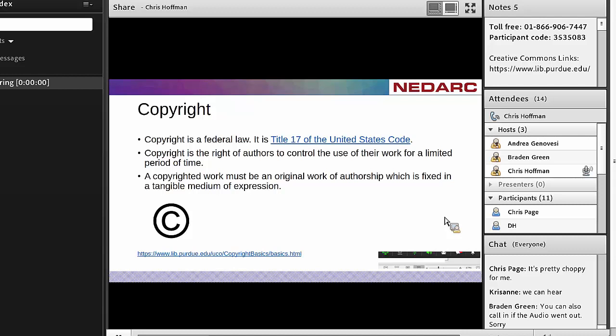A copyrighted work needs to be an original work of authorship, which is a fixed, tangible medium of expression. So that means a painting, a drawing, a play, a book, anything that has a fixed, tangible expression.